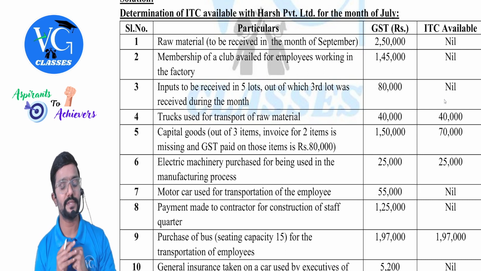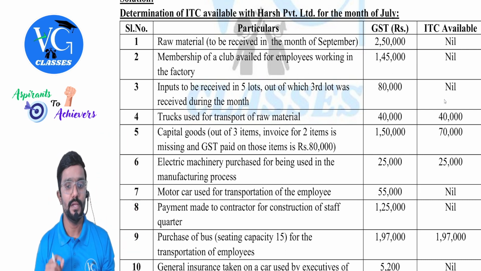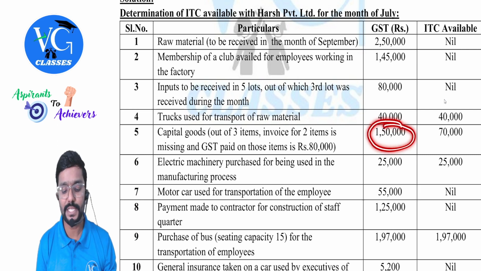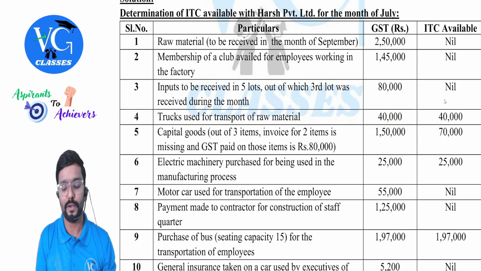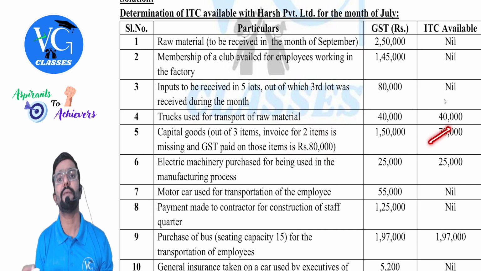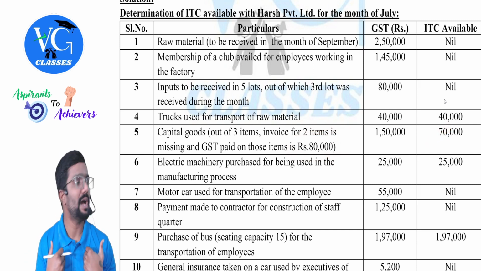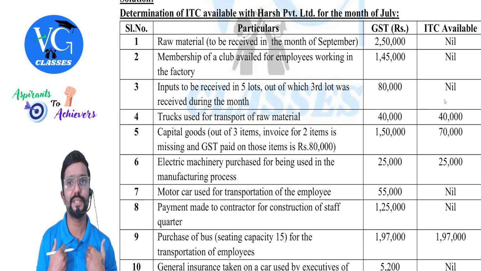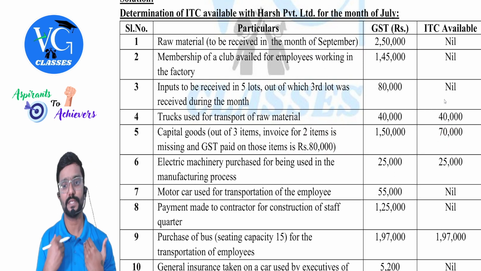Next, capital goods, 1,50,000 is the total GST. Out of 3 items, the invoice for 2 items is missing, and GST paid on those items is 80,000. So total GST on all the 3 items is 1,50,000. But for 2 items the invoice is missing, on which GST is 80,000. So how much can I claim? Only 70,000, for which the invoice is available with the recipient.